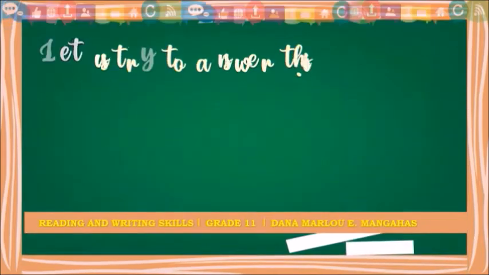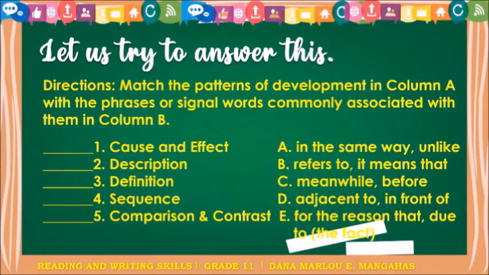Before we dig deeper, let us try to answer our first activity. The direction is: match the patterns of development in column A with the phrases or signal words commonly associated with them in column B. Number 1, cause and effect. Number 2, description. Number 3, definition. Number 4, sequence. Number 5, comparison and contrast.